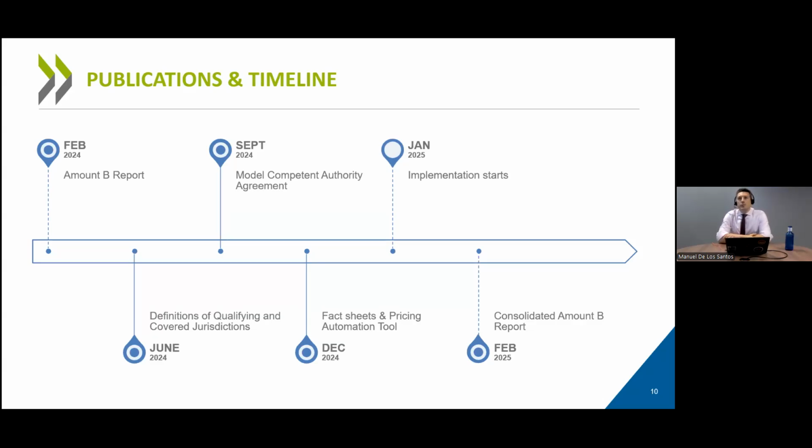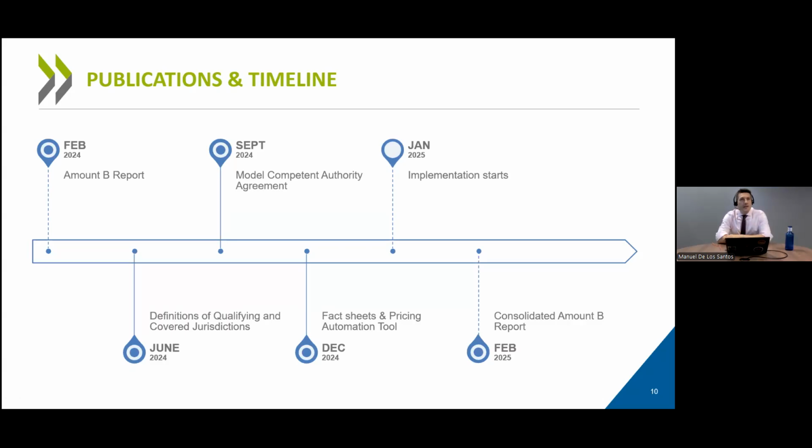Then further down the road, in September 24, the inclusive framework published the Model Competent Authority Agreement in order to facilitate the implementation of the inclusive framework political commitment. And finally, towards the end of last year, in December, we published further tools to help with the implementation of Amount B. One of them in particular, the pricing automation tool, we will be discussing a bit later on today in the session.